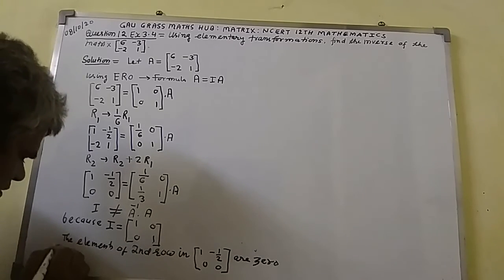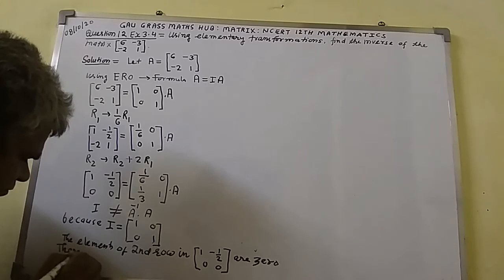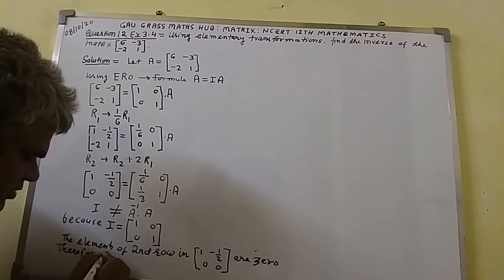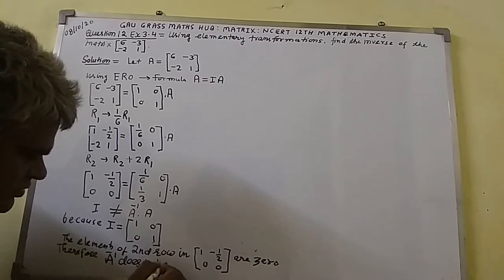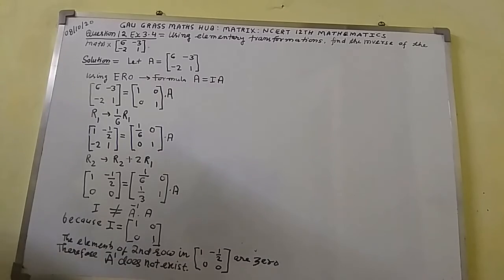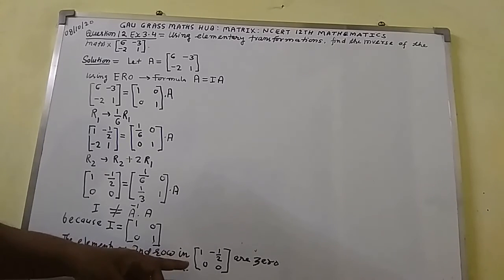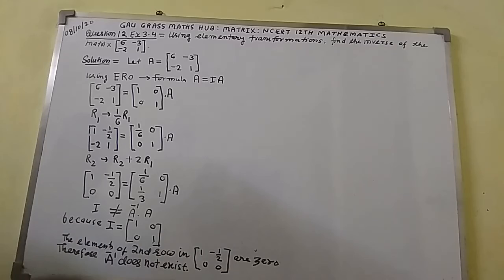Therefore you can write here: therefore A inverse does not exist. This thing you have to write here. The elements of the second row in the matrix 1 minus 1 over 2, 0 0 are zeros. Therefore A inverse does not exist.